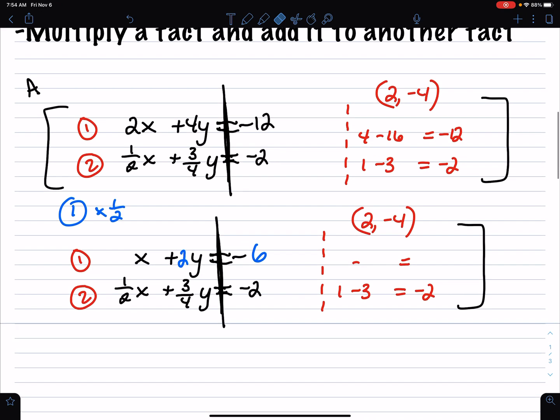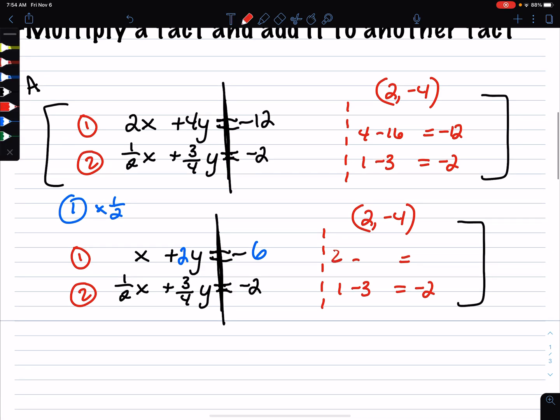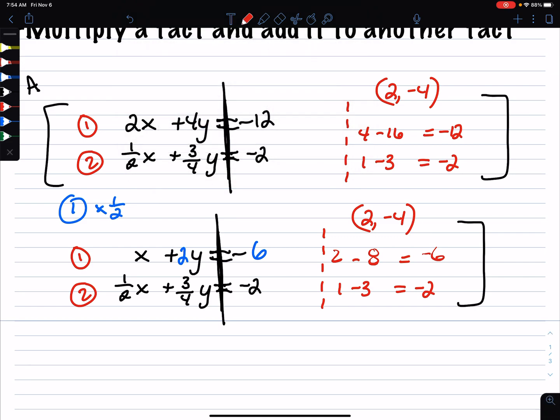So if I multiply an entire fact by 1/2, it should now be 2 minus 8 is negative 6. So we agree now that I still have two unique facts, right? 2 minus 8 is negative 6, and 1 minus 3 is negative 2. In other words, I still have two unique equations. Okay, well, let's keep going with that mentality then.